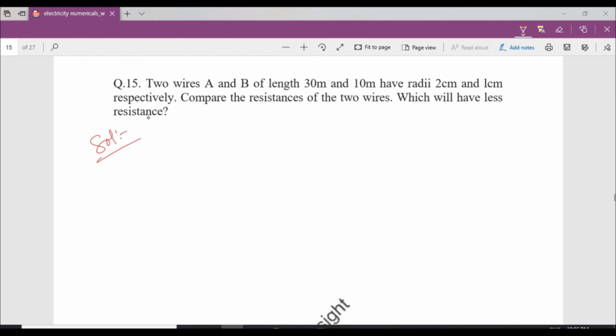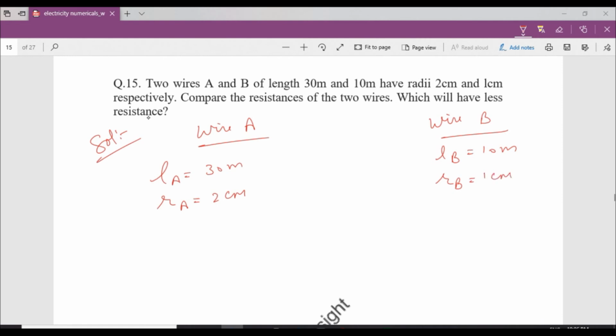Again we are having two wires, wire A and wire B. Wire A is of length 30 meters and wire B is of length 10 meters. The radius of wire A is 2 centimeters and the radius of wire B is 1 centimeter. Compare the resistances of the two wires. Which will have lesser resistance?